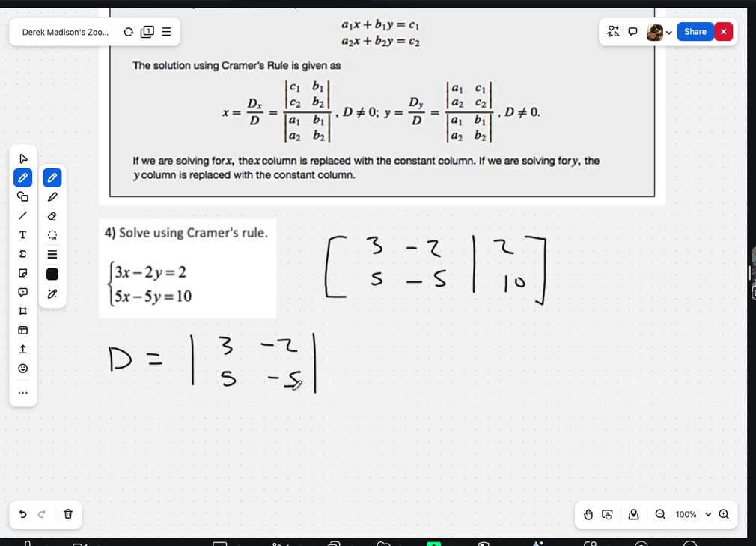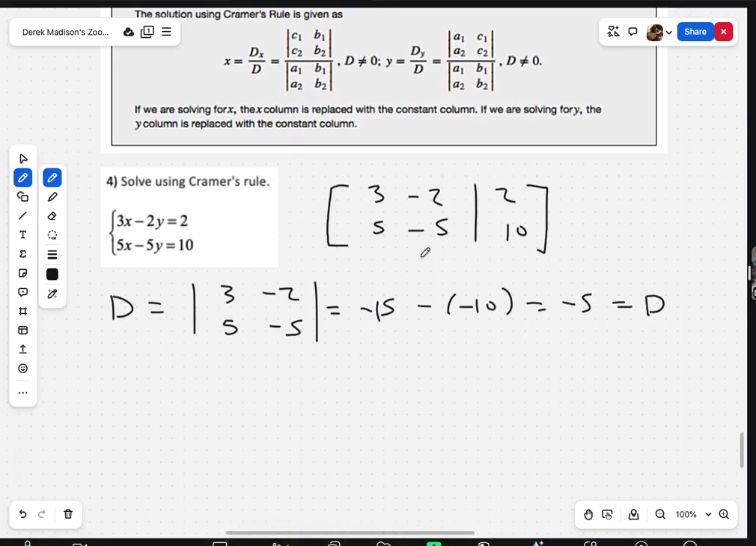So we're going to go 3 times negative 5, and then minus 5 times negative 2, which would be a negative 10. So negative 15 plus 10 would be negative 5. So that equals D. And then next I'm going to find dx. And when I have dx, I can go dx divided by d, and that equals x. So this is just showing you're going to find the determinant of this stuff.